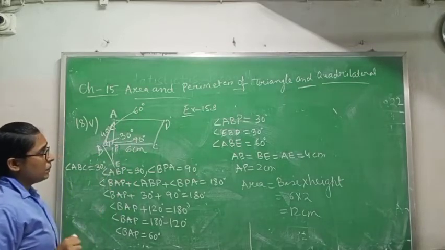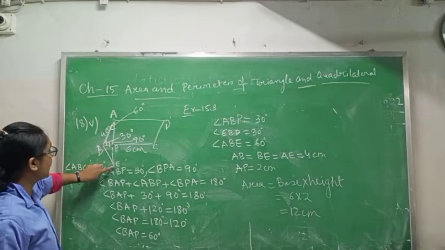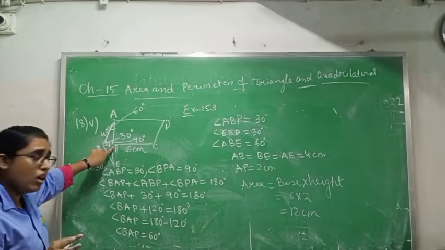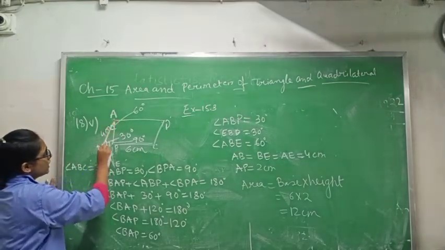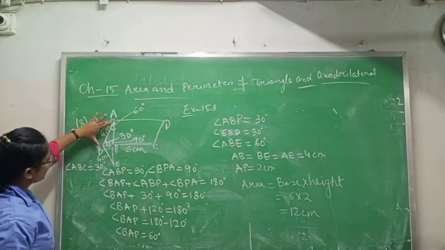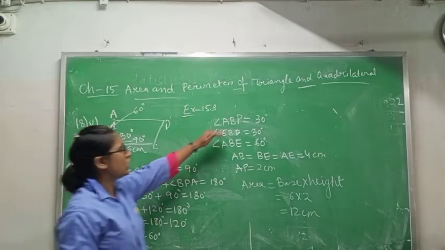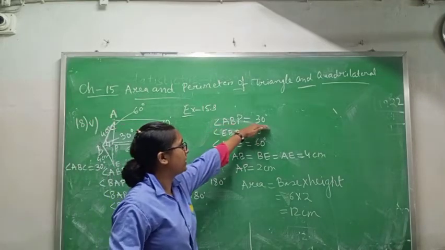Now class 9, please concentrate. Angle ABP is 30. It means that angle EBP is also 30. And if this one is 4, this one is also 4. Why? Because you are drawing same angle and same side on this side. So that is why I have written angle ABP is 30.